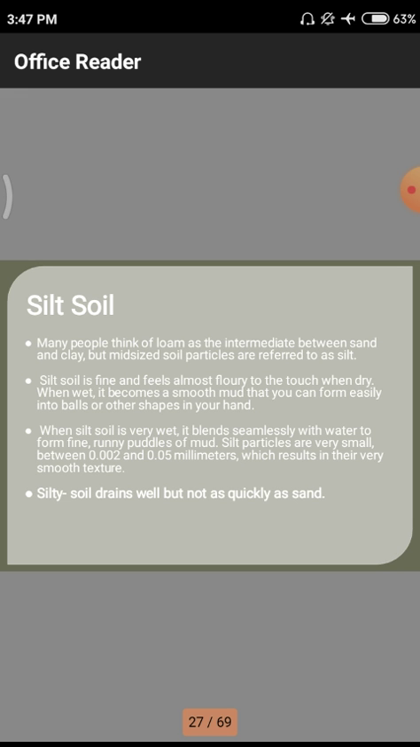After that we have silty soil, where the size decreases compared to sandy soil. The particle size is 0.002 to 0.05 millimeters. Silty soil is as fine as flour, almost floury.